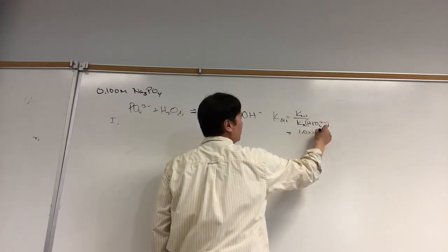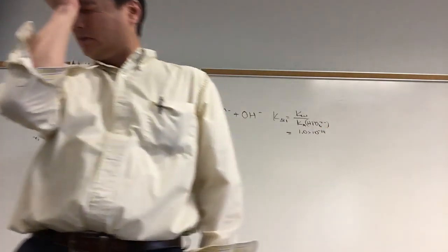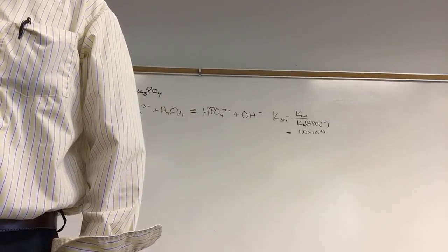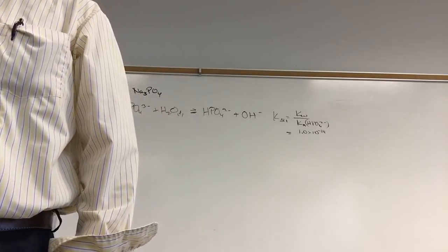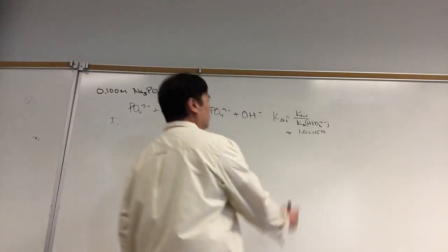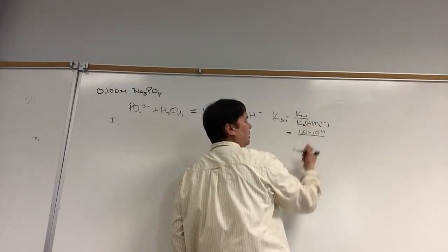A lot of people also screw this up. I've given sodium phosphate lots of times on tests. A lot of people do phosphoric acid because they've seen it before. Just write it. And then a lot of people write the Ka for phosphoric acid rather than the Ka for monohydrogen phosphate.